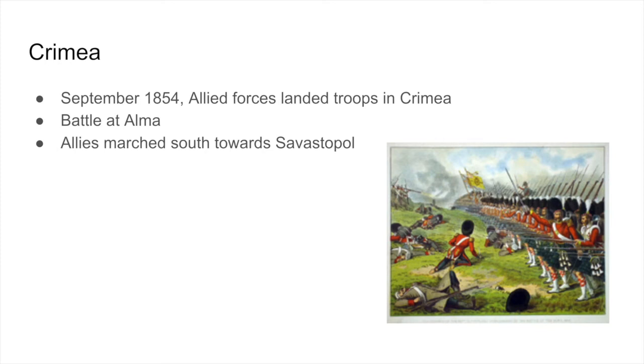So in September 1854, Allied forces landed troops in Crimea. The Allies landed their troops on the north shore of the Black Sea. The Allies landed about 30,000 French soldiers, 26,000 British troops, and 4,500 Ottoman troops.